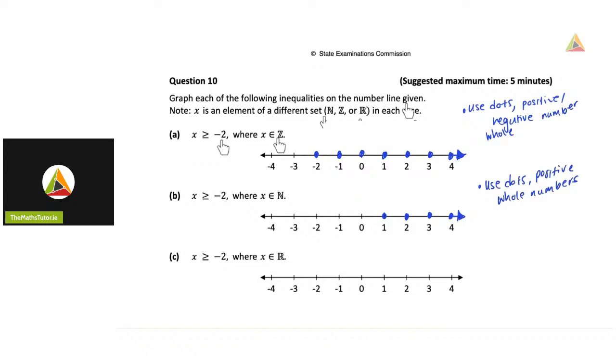And then finally, x is greater than or equal to minus 2, where x is an element of R, so real numbers this time, which means we're going to be using a thick line. And also, we're including everything. So for this one, we're going to colour in minus 2, and we're going to colour in a thick line all the way up to the arrow because we're including everything here to the right of minus 2. So anything that's greater than minus 2. And again, we colour in the arrow because we intend the numbers to continue.